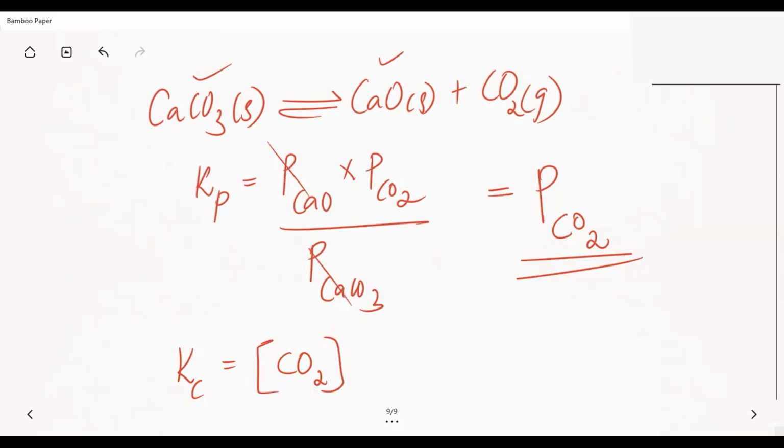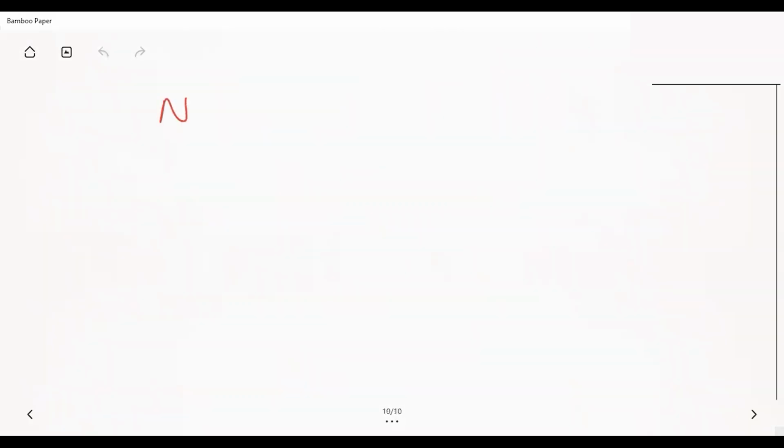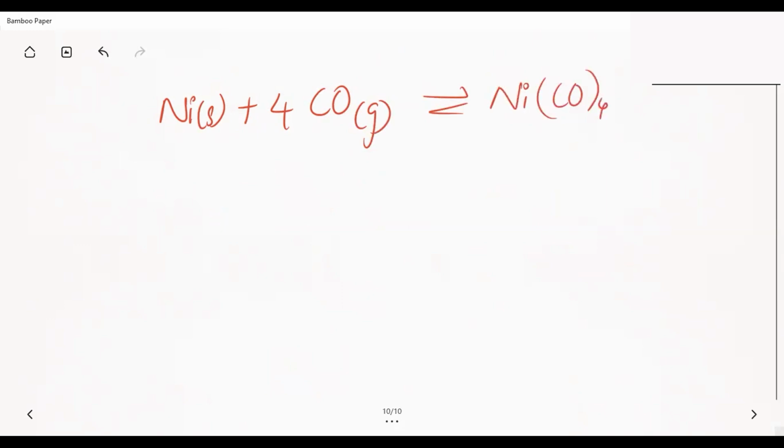One more example I will make you do: nickel. Nickel is a solid, plus 4CO, a gas, is converted to Ni(CO)4, a gas. So you can write Kp is equal to the pressure of what?